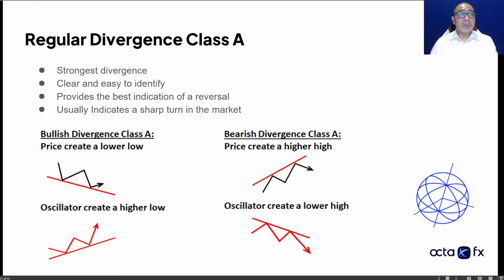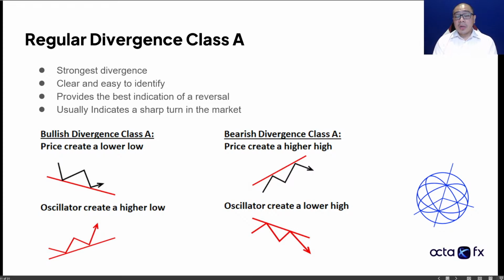Again, for bullish divergence class A to happen, the market has to be in a downtrend, right? In a downtrend, we're looking for a reversal sign to the upside, so it's bullish divergence. Price needs to continue to create a lower low. Remember we talked about trends last week: a lower high and lower low constitute a downtrend. So it has to tick that criteria where price is showing you a downtrend, but the oscillator starts to create a higher low, which is not in line with what price is showing you.